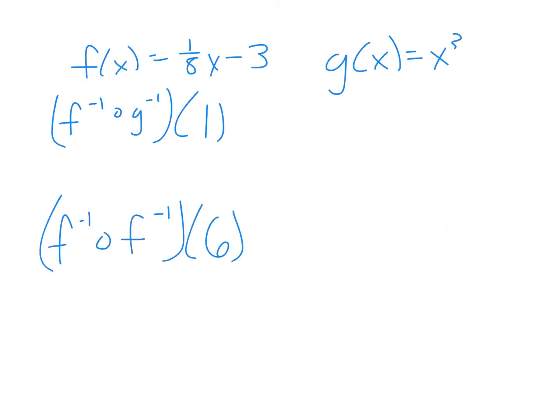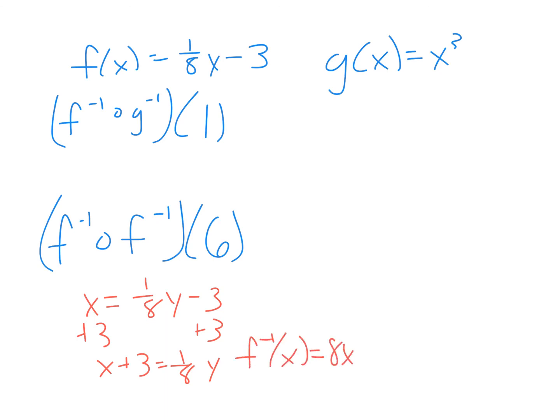All right, last problem. So I'm giving you f of x and g of x, and we're going to combine the last two sections into one problem. So we're going to find f inverse of g inverse of 1, and then we're going to do a similar problem below with just f of x. So let's find the inverses first. That might help us. Now I don't have a ton of space here. So if I swap x and y, it'll be x equals 1/8 y minus 3. Add 3: x plus 3 equals 1/8 y. Multiply everything by 8, and the inverse of f of x is going to be equal to 8x plus 24.